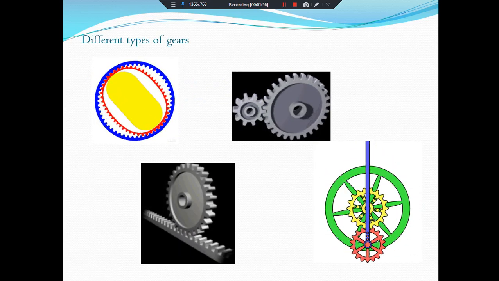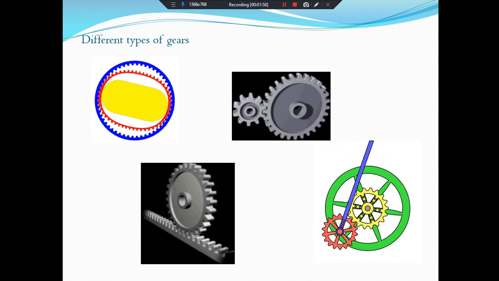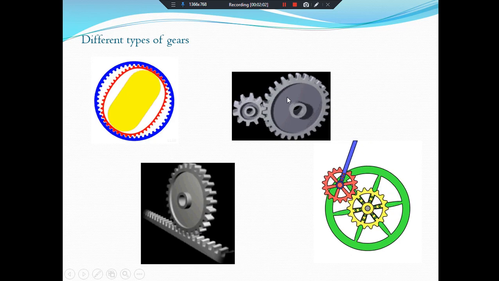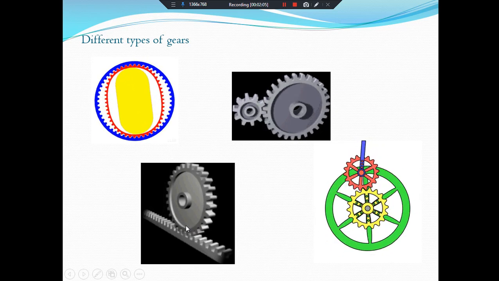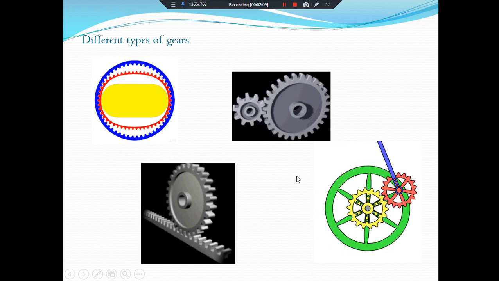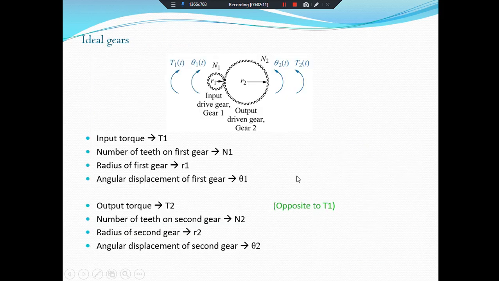These are simple diagrams of the system with gears. In this, the input gear is the smaller one and the output gear is the larger one. This is also an example of a system with gears. Okay, let us start our topic.